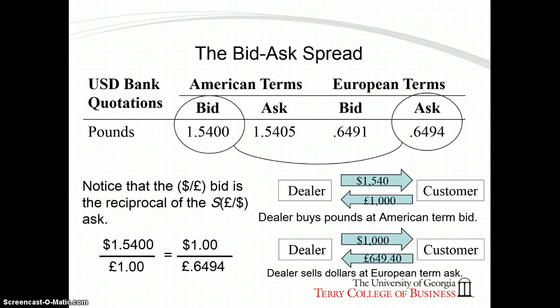$1,540. So that's the top schematic there, where the dealer is buying pounds and selling dollars, or paying for them with dollars. Note that I've used the American term bid price here because the asset is the pound and the dealer is buying it. But if the dealer is buying pounds, then he must be selling dollars. Therefore, these quotes also imply that the dealer is willing to sell 1,000 dollars to the customer for 649 pounds and 40 pence. That's the lower little diagram there.